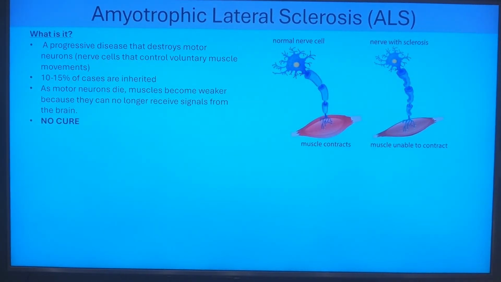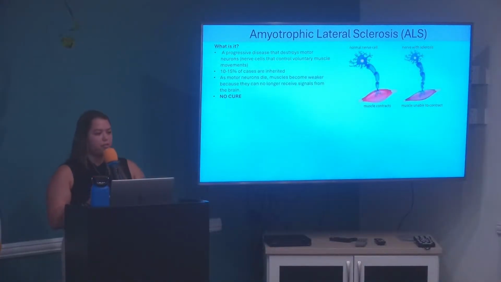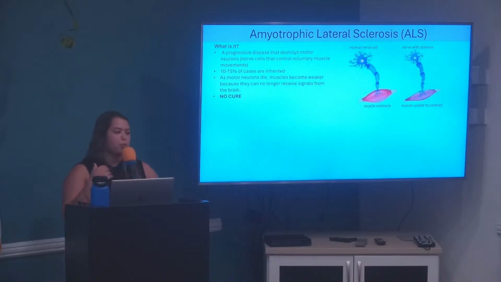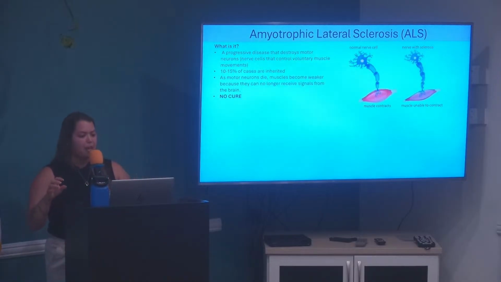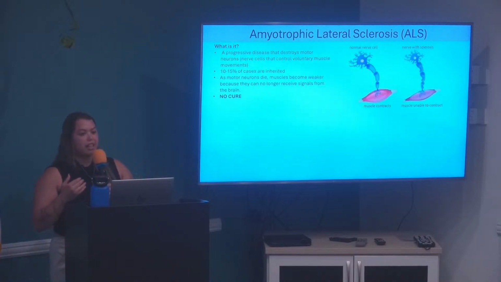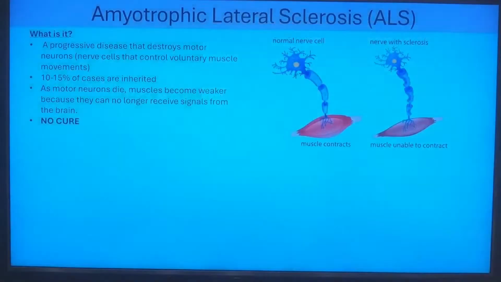ALS, or amyotrophic lateral sclerosis, if anyone's heard about it, is a disease that targets your motor neurons. It's progressive, and there are genetic factors as well as environmental factors. 10 to 15% of cases are inherited or genetically tied, but the rest happen sporadically. It can be gene mutations, so maybe you have your set of genes, but eventually they start making little changes, and then it can result in this. Or it can be an environmental thing.